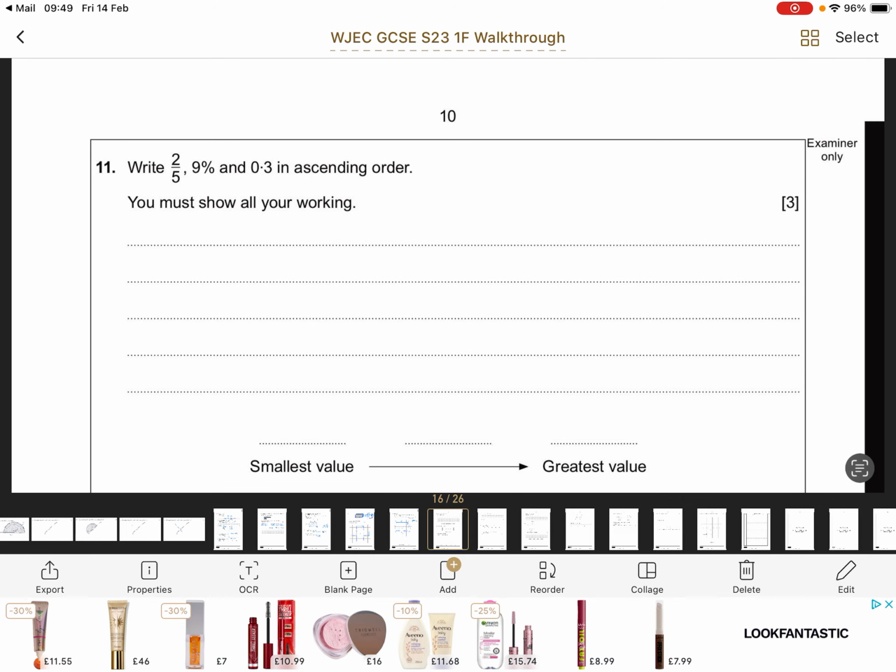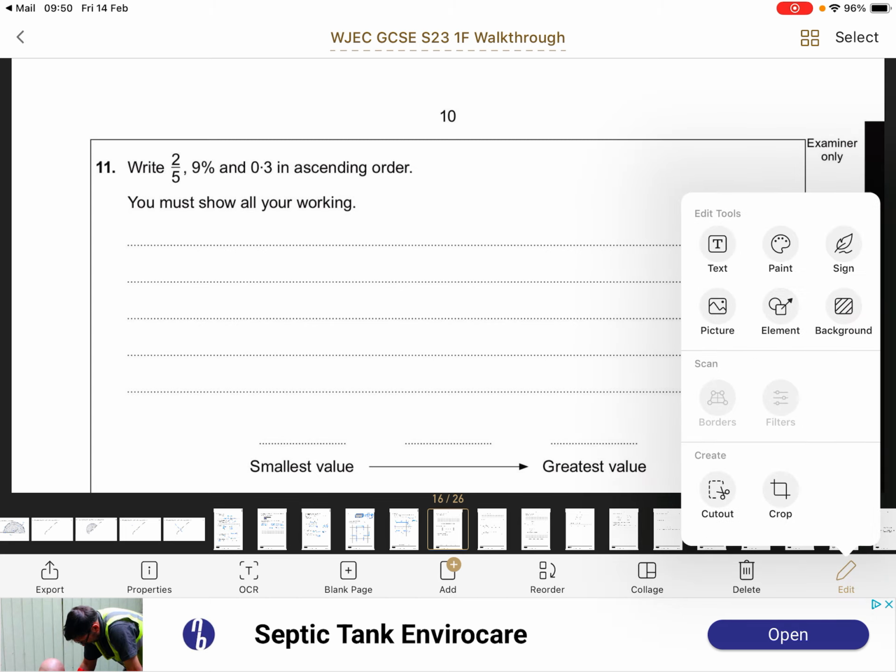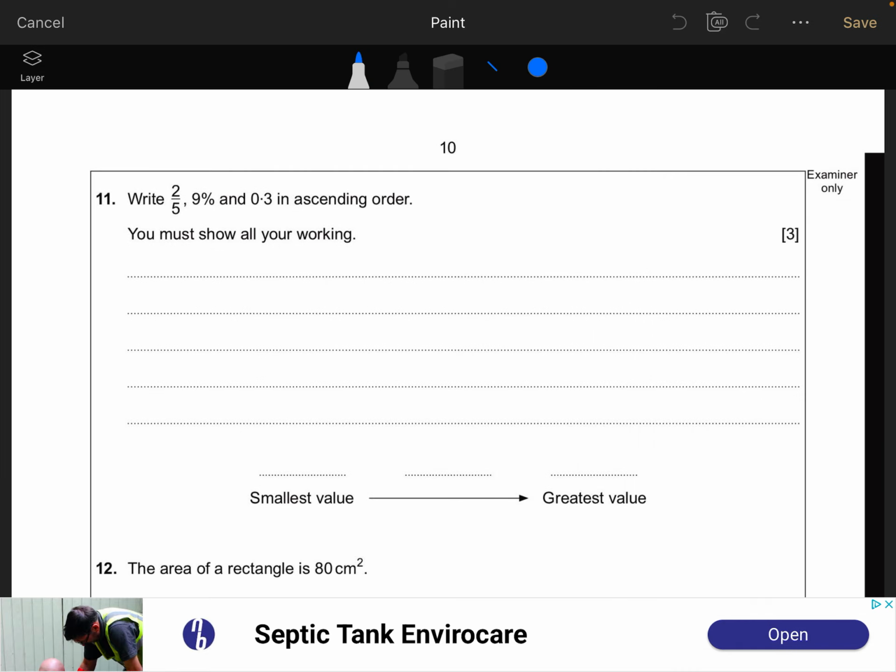Okay, it's giving us here for question 11 a fraction, a percentage and a decimal, and we want to show the ascending order, and at the bottom you can see it's laid that out for you. It means smallest to biggest. So we've got to decide which ones are the smallest, first of all, and it's difficult because they're not in the same format, so we probably want to convert them all, and usually it's easier to convert them all to decimal, but you could convert them to percentage if you prefer.